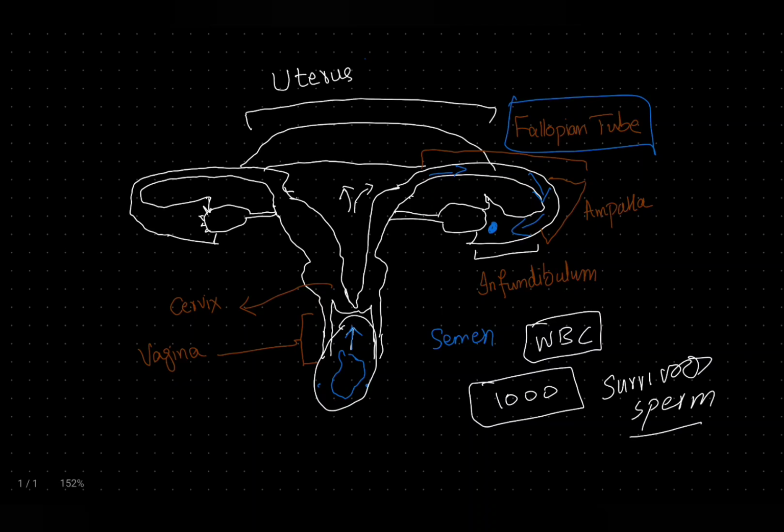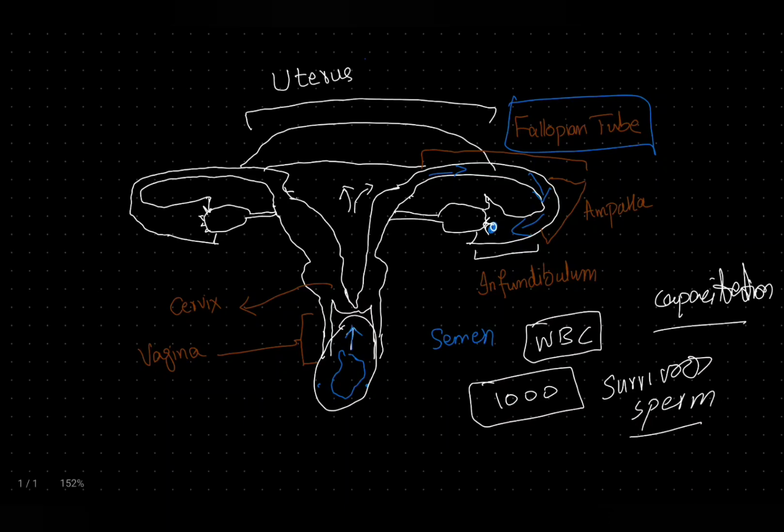So what do they do? They rub against the wall and remove the glycoprotein coat. This process is called capacitation. Capacitation is the process in which sperm rub against the wall of the uterus and remove the glycoprotein coat.